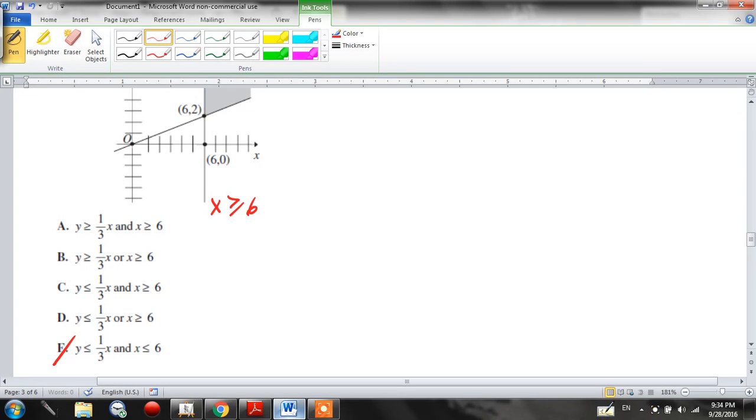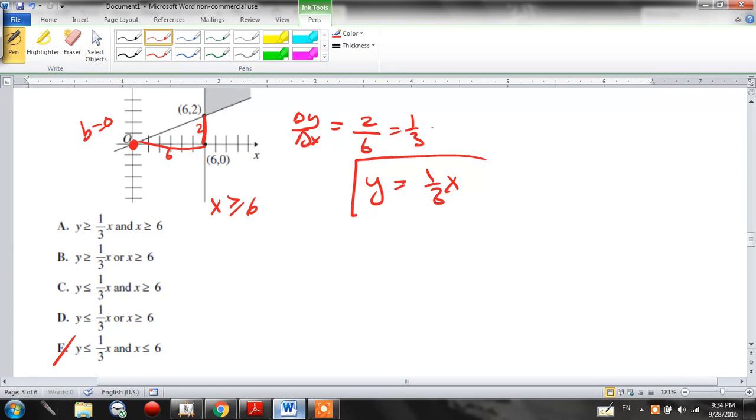So now I have to figure out this line. This line, okay, passes through the origin, thank God. So the y-intercept is 0. And the slope is change in y over change in x. So 6 over 2. Change in y over change in x is 1/3. That's the slope. So y equals mx plus b. b is 0. That's the line.